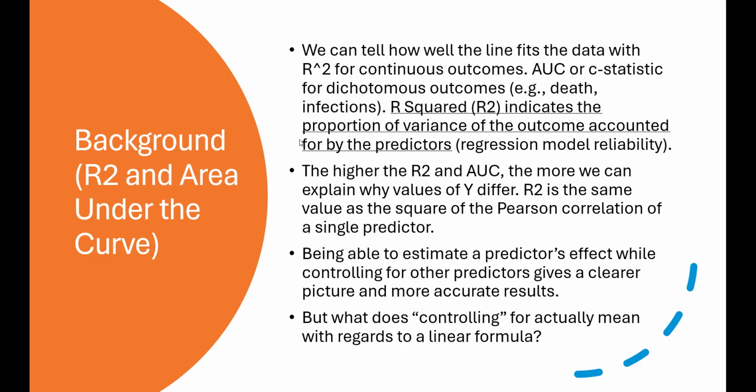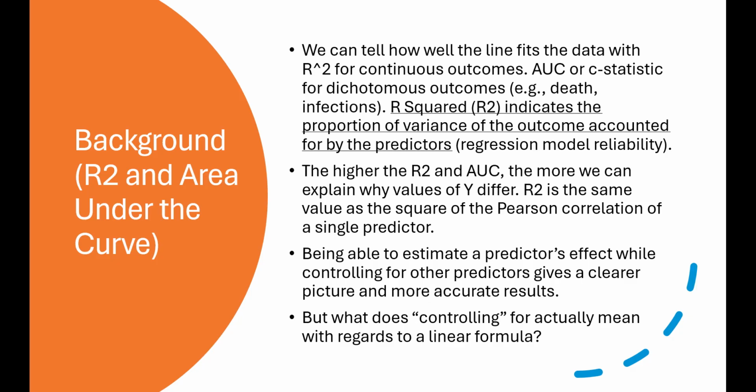Okay, so now we're going to look at some background on our R-square and the area under the curve. We can tell how well the line fits the data with R-square for continuous outcomes. R-square is a measure of reliability or discrimination. It tells us how well our model is performing. AUC, or the C statistic, is for dichotomous outcomes, such as death or infections. We use R-square for continuous outcomes, and we use the area under the curve in logistic regression.